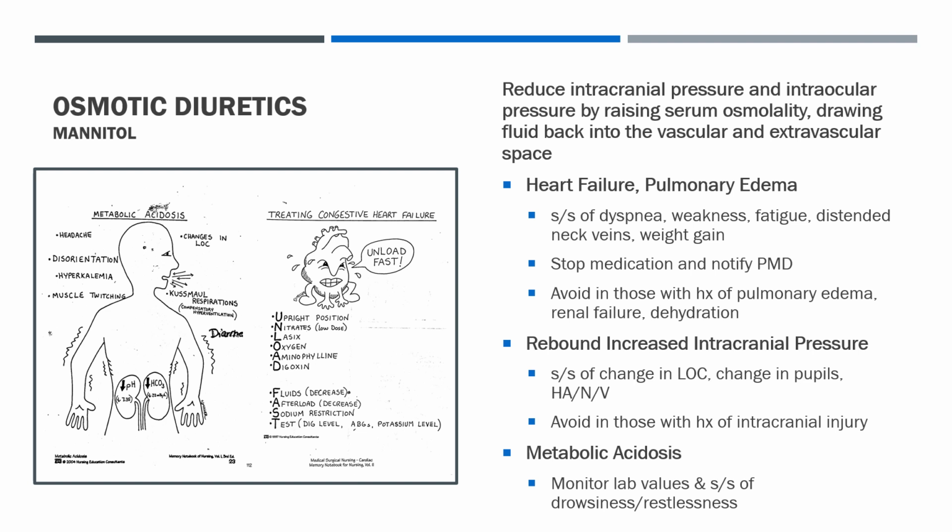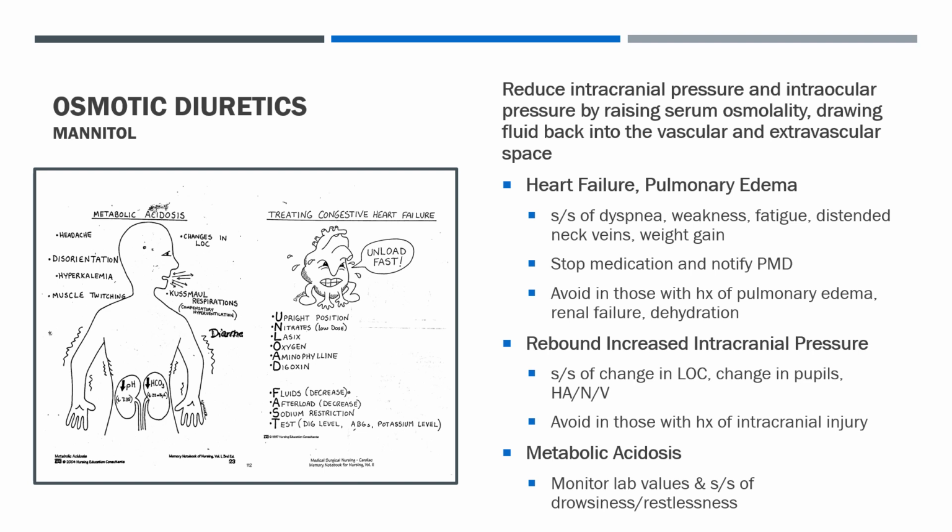What can also happen is rebound increased intracranial pressure. And so if they have a level of consciousness change, a change in pupils, headache, nausea, or vomiting, we need to be very concerned. We need to avoid giving this to clients that have a history of an intracranial injury, so that this does not happen. Also, metabolic acidosis can occur, so we're going to be monitoring their lab values and looking for drowsiness or restlessness.